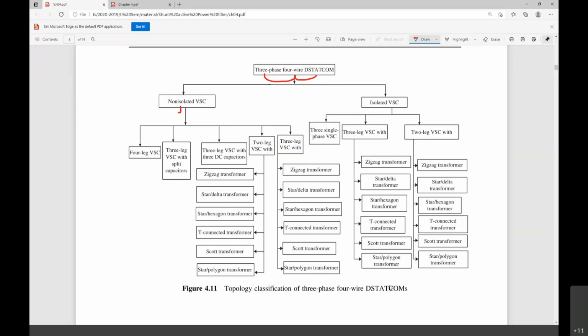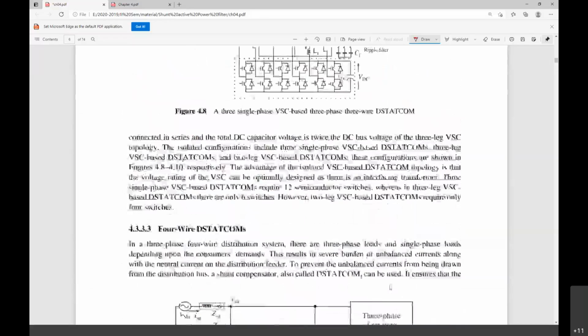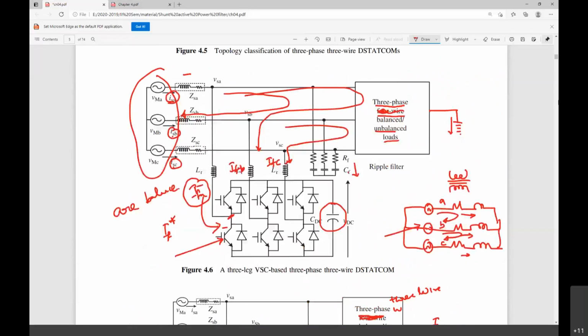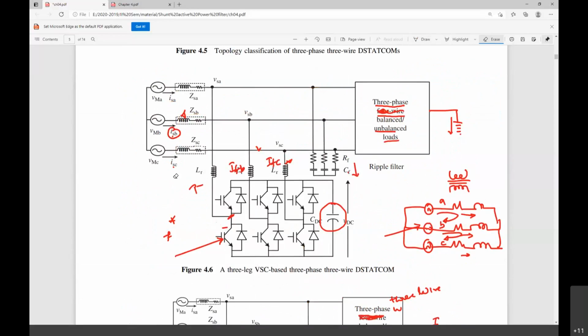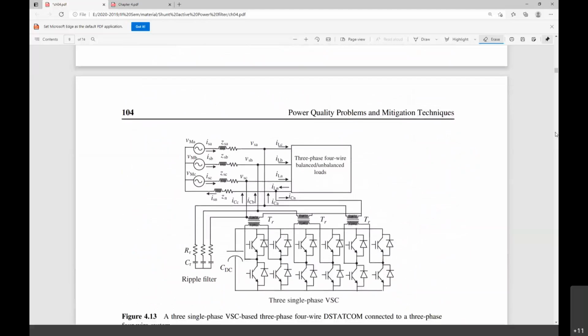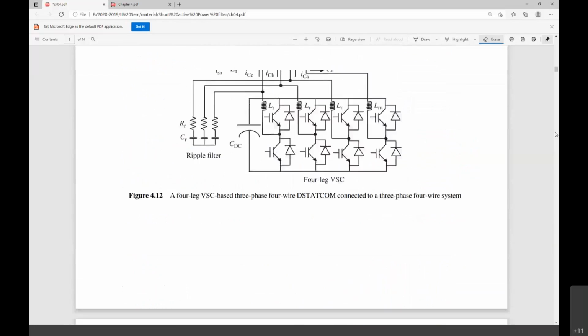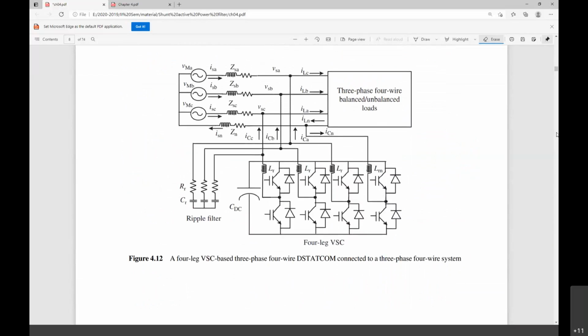Actually, how does it look like in the 4-leg? Especially this particular diagram. I'll just show how the 4-leg looks like. I don't know whether the diagram will be there or not. If it is there, then there is no issue. Yeah, it is there.